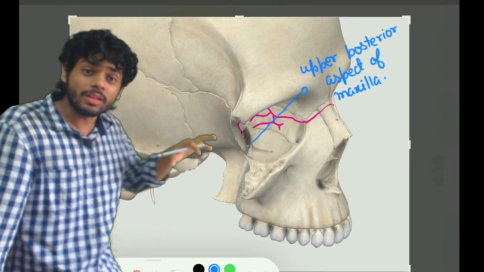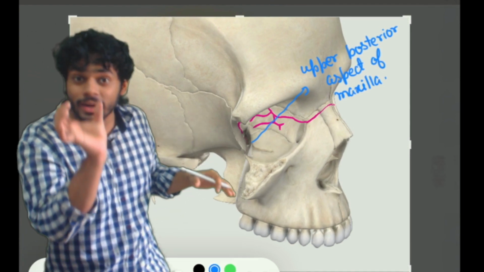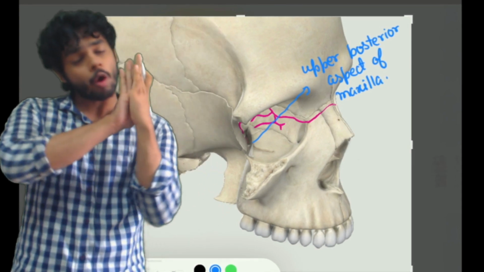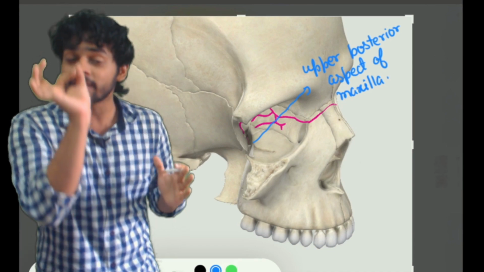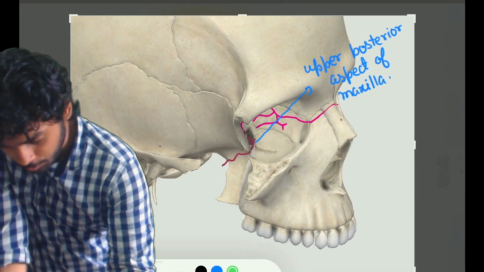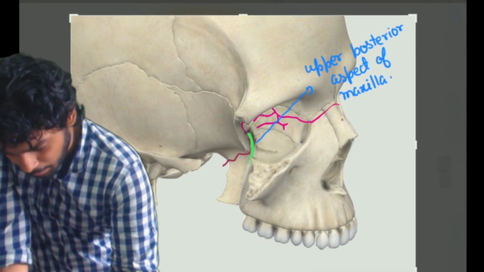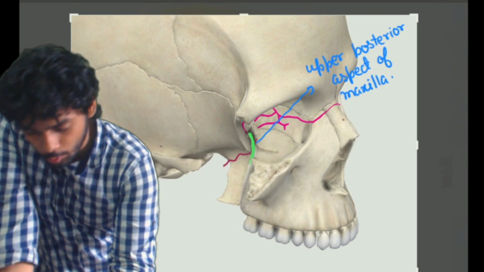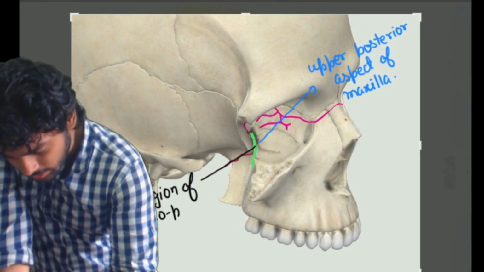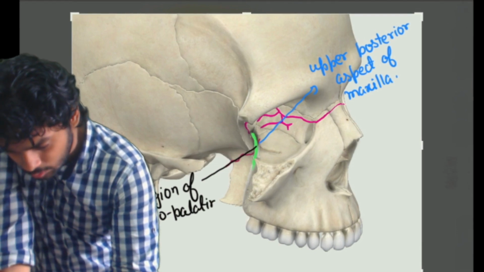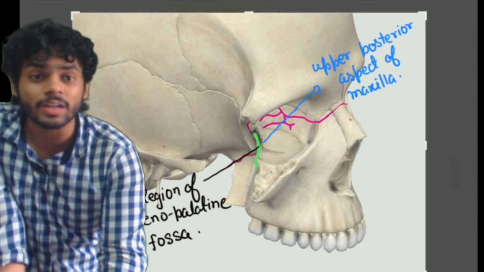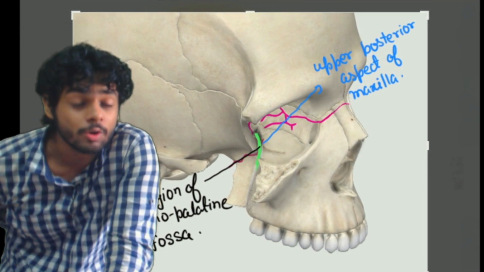When we remove the maxillary bone, we can see the palatine bone inside, and the palatine bone and the sphenoid bone form a fossa like this, and that is known as the sphenopalatine fossa. Let me show you. Can you see here? This is part of the sphenopalatine fossa. On the back side we have the sphenoid bone, and on the anterior side, the front side, we have the palatine bone, and the fossa or depression formed is known as the sphenopalatine fossa.